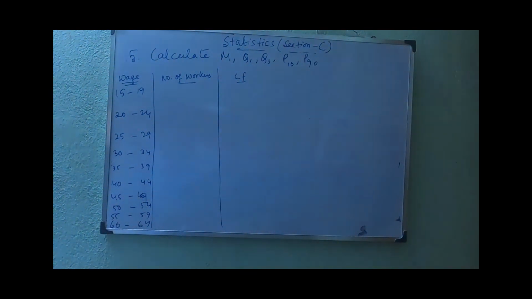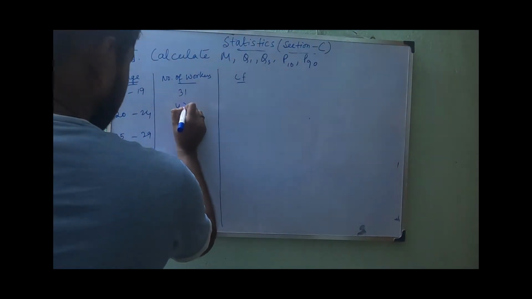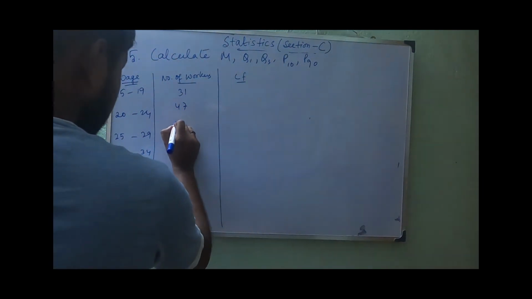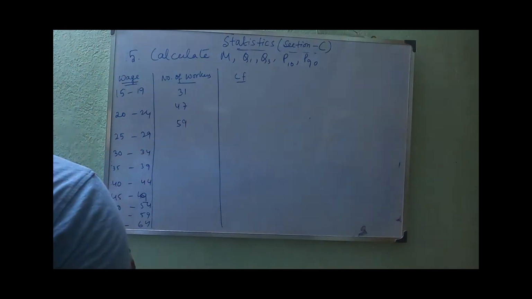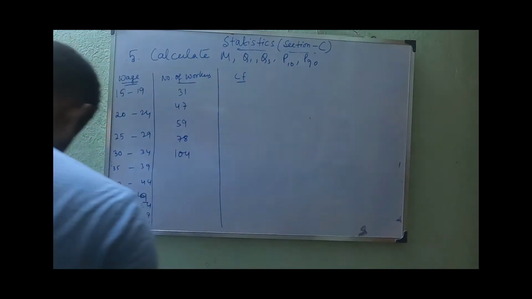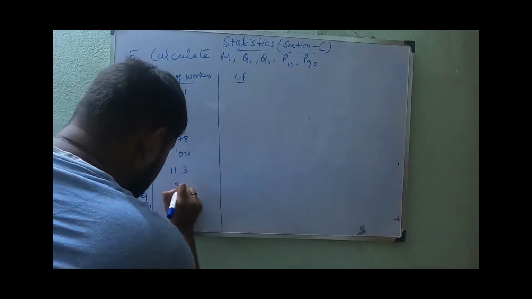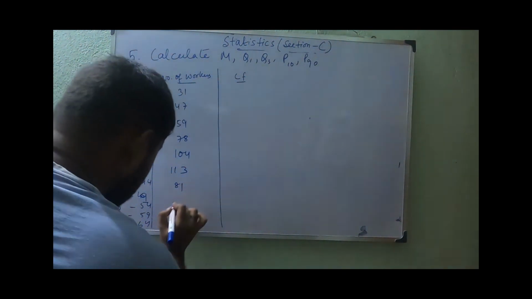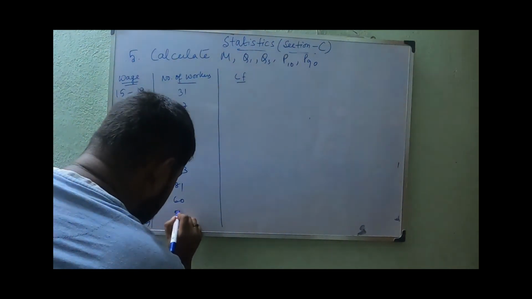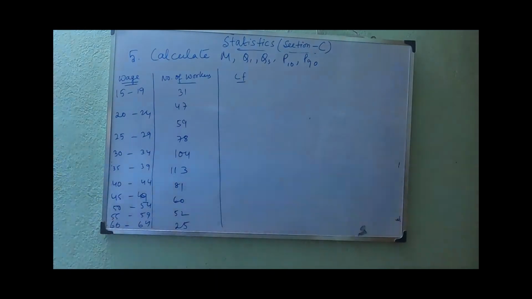So let me do that. But before that, let me first write the frequencies: 31, 47, 59, 78, 104, 113, 81, 60, 52, 25.